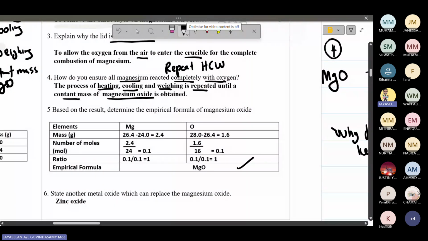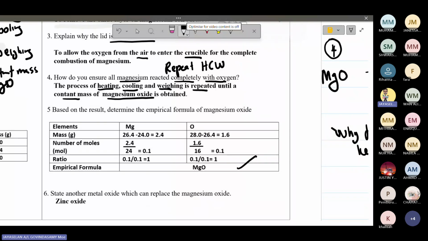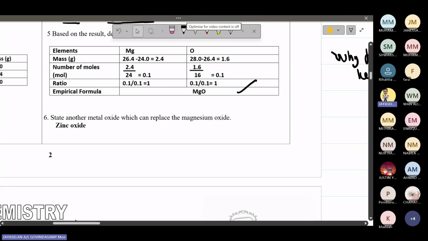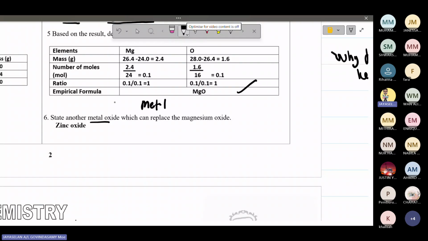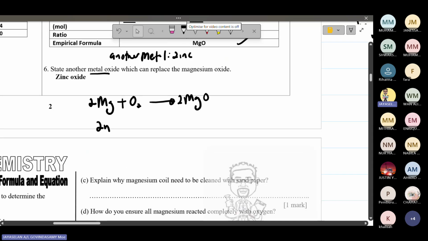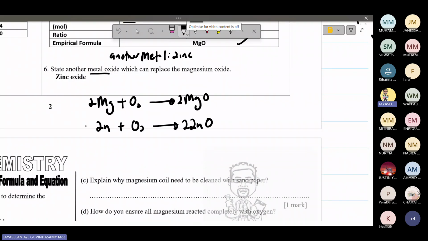Okay, so satu contoh calculation saya dah buat. Nanti orang tengok macam mana nak buat. Nanti kita akan buat satu. Okay, state another metal oxide. Tadi saya bagi tahu, kalau dia tanya another metal, you buat apa? You letak zinc lah. Faham? Kalau dia tanya another metal oxide, tadi kita buat equation magnesium react with oxygen, you guys will get MgO, balance 2, 2. One more equation, when zinc react with oxygen, you guys will get ZnO, balance.